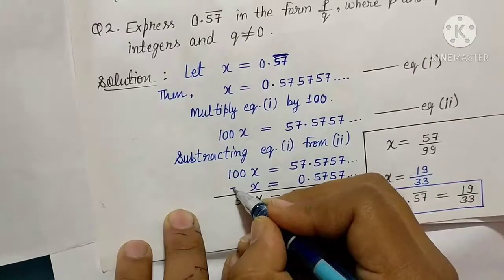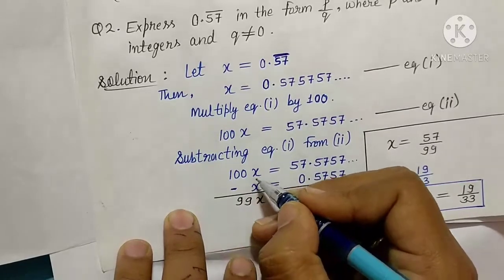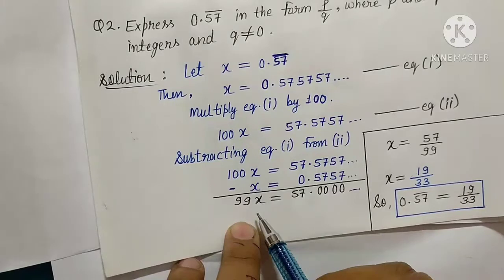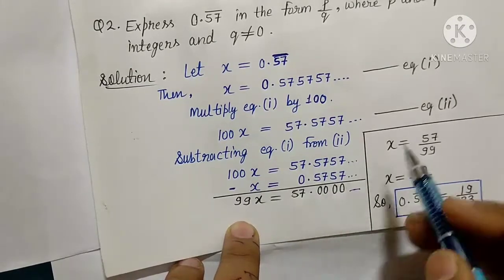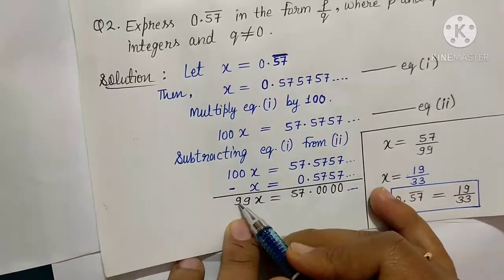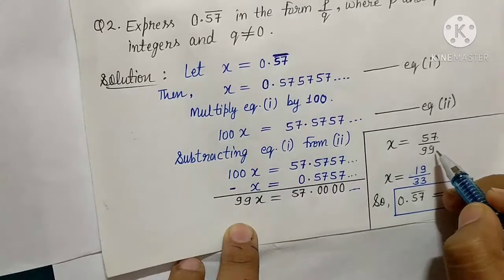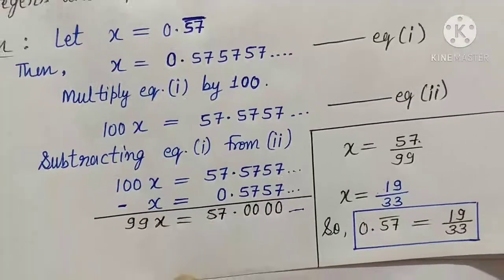100x subtracting x, so what will come? 99x. If you subtract x from 100x, it will be 99x. So we have 99x equals 57.0000, which means 57 only. So x will remain here, 99 will come downside. So x equals 57 upon 99.